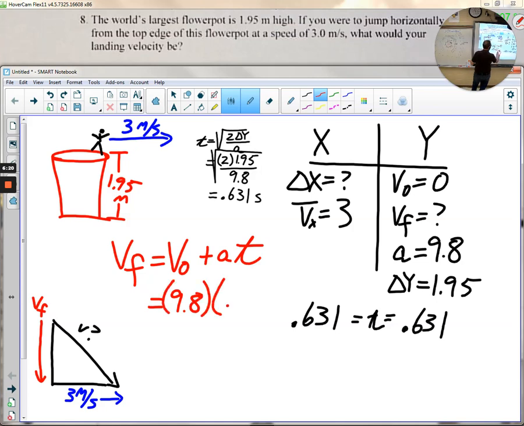times 0.631. So I'm going to take my calculator answer, which is 0.631, and go times 9.8. I get that my final downward velocity is 6.18 and change. So coming back over to my triangle here, this down here is 6.18.